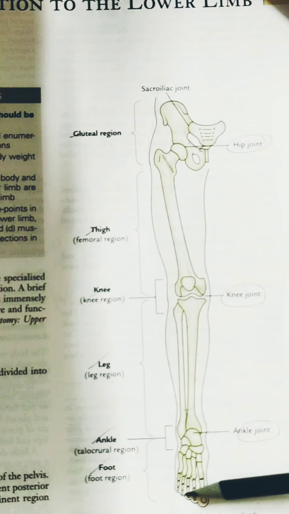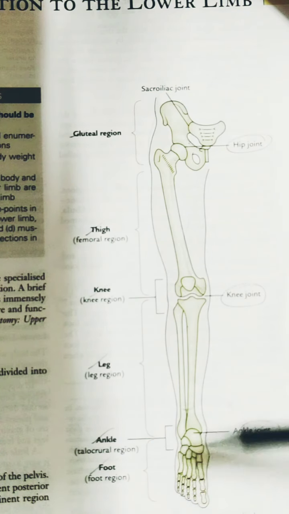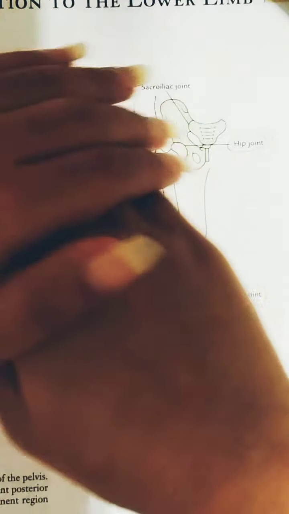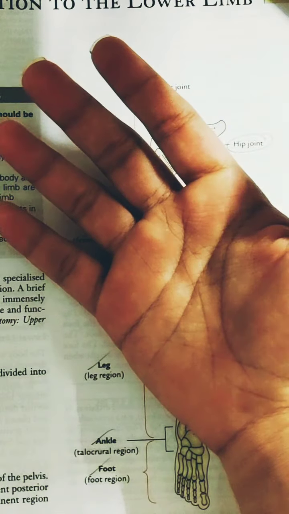The superior surface of the foot is also called the dorsum of the foot, and its inferior surface is also called the sole of the foot. If you consider this as the foot, the superior surface is the dorsum of the foot and the inferior surface is the sole of the foot.